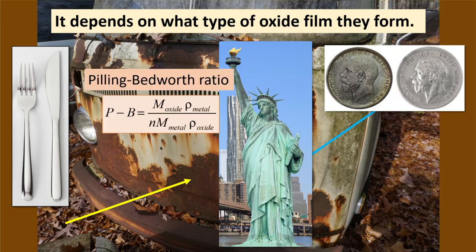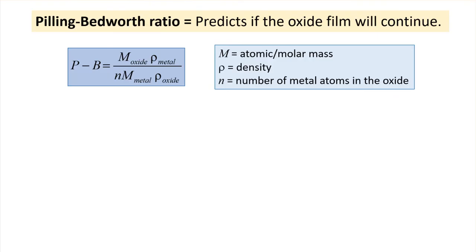We can determine which type of oxide film a metal will form by calculating the Pilling-Bedworth ratio. The Pilling-Bedworth ratio predicts if the oxide film that forms on the surface of the metal will continue to destroy the metal or be protective. All you need to calculate the ratio is the molar mass of both the metal and the oxide film that it creates, the density of both, and the number of metal atoms in the oxide.